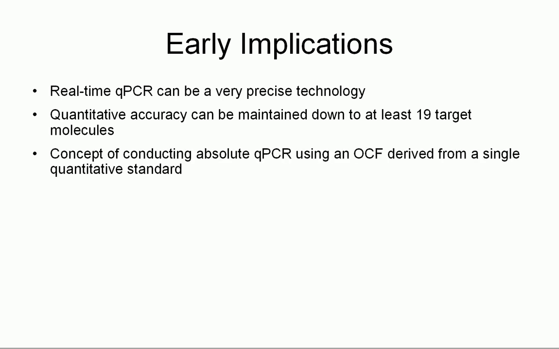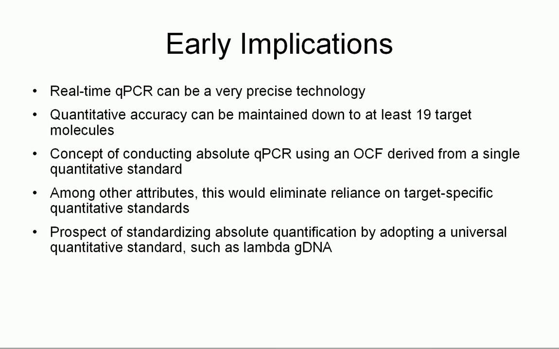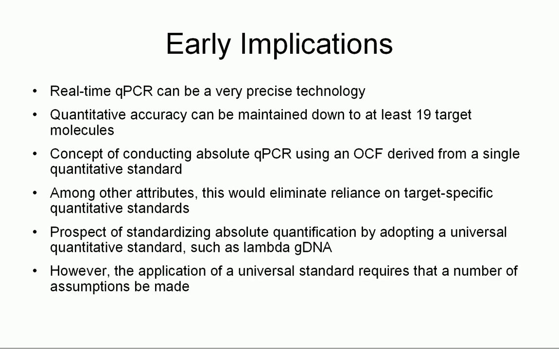Of even greater significance was the concept of conducting absolute quantitative PCR using an OCF derived from a single quantitative standard. Among other attributes, this would eliminate reliance on target-specific quantitative standards. In addition, this presents the possibility of standardizing absolute quantification by adopting a universal quantitative standard, such as lambda genomic DNA. However, the application of a universal standard requires that a number of assumptions be made.